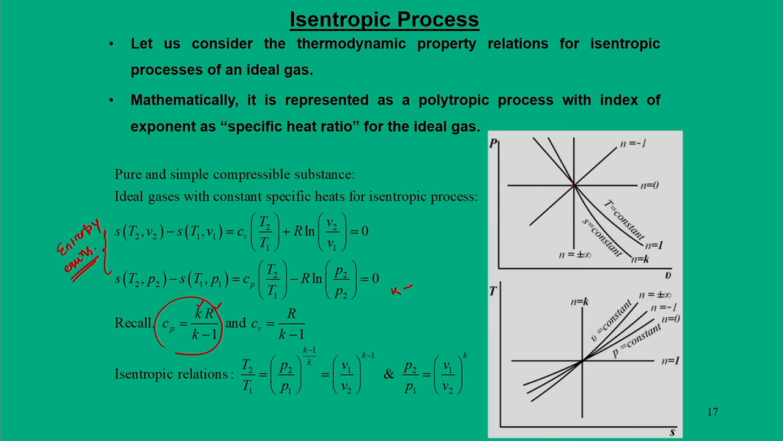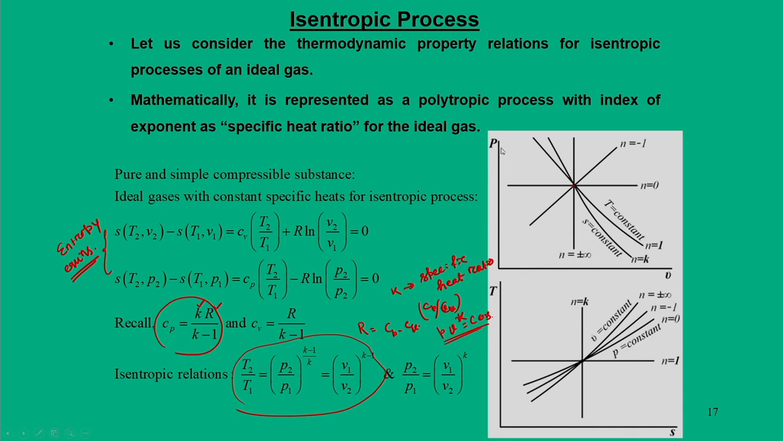So, here k is the specific heat ratio, which is Cp by Cv, and R is Cp minus Cv. By putting these into the entropy equations, we are able to derive the isentropic relations, that is T2 by T1 is equal to P2 by P1 to the power (k minus 1) by k, that is equal to V1 by V2 to the power (k minus 1). And the fundamental equation that we still use today in our classical treatment is PV to the power k is equal to constant.